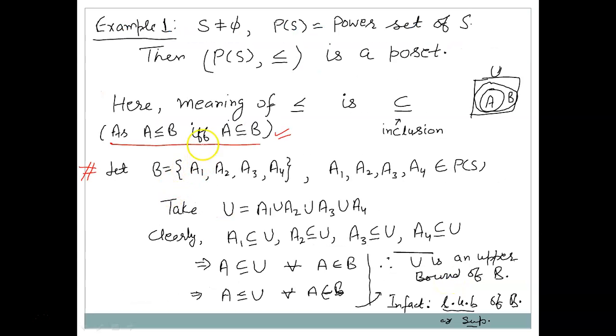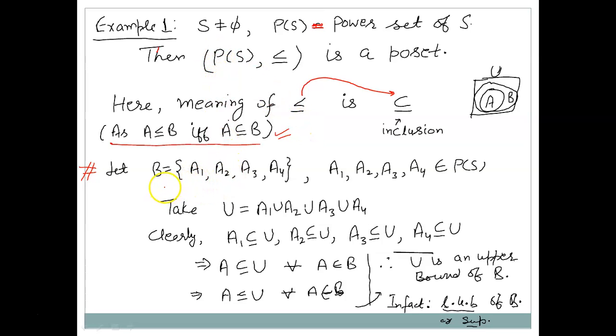For example, let S be a non-empty set and PS be the power set of S. We have already proved that it satisfies all the conditions of a partially ordered set under the relation A is less than or equal to B if and only if A is a subset of B. Here the meaning of this symbol is inclusion, meaning B includes A, or you can say A is a subset of B. So in this situation, the meaning of less than or equal to is inclusion, and with respect to this inclusion relation, we have established that it is a partially ordered set.